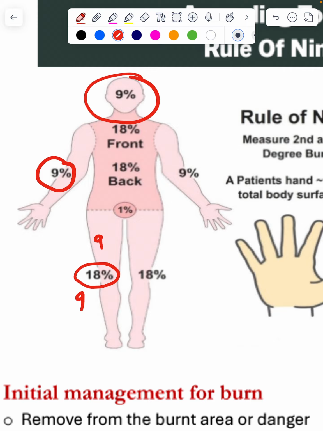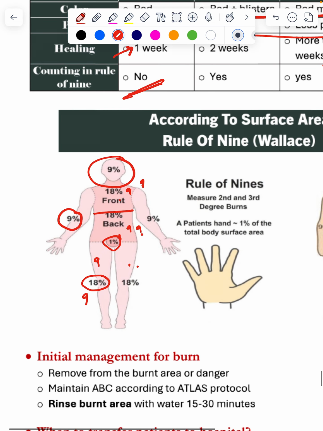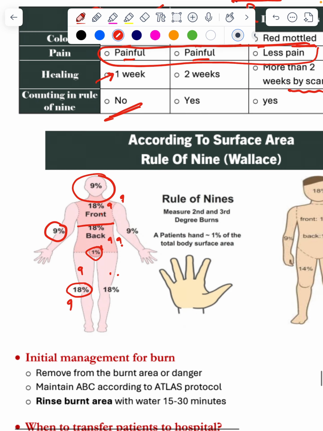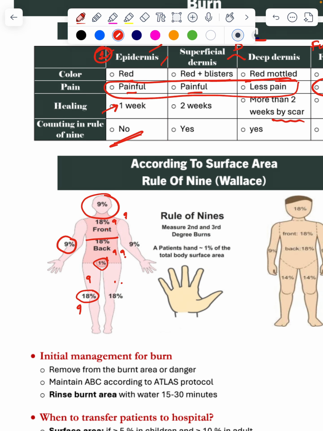So total 18. Now divide the trunk. Upper is chest, lower is abdomen. Just think of upper torso, 9 anterior, 9 posterior. The same for lower torso: 9 anterior, 9 posterior. Perineum is 1. So altogether there are 11 nines: 1, 2, 3, 4, 5, 6, 7, 8, 9, 10, 11. 11 nines and 1. Measure second and third degree burns. Rule of nines is for second and third degree. A patient's hand is equal to 1% of the body. This is important. This is 1%, the total hand.